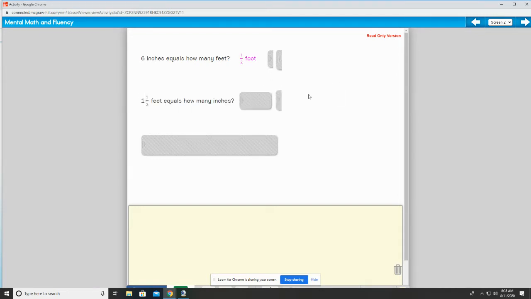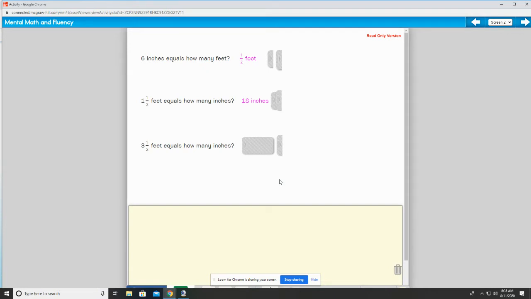1.5 feet equals how many inches? The answer is 18 inches. 1 foot is 12 plus 6 more inches, which is 1/2 foot. That's 18 total.